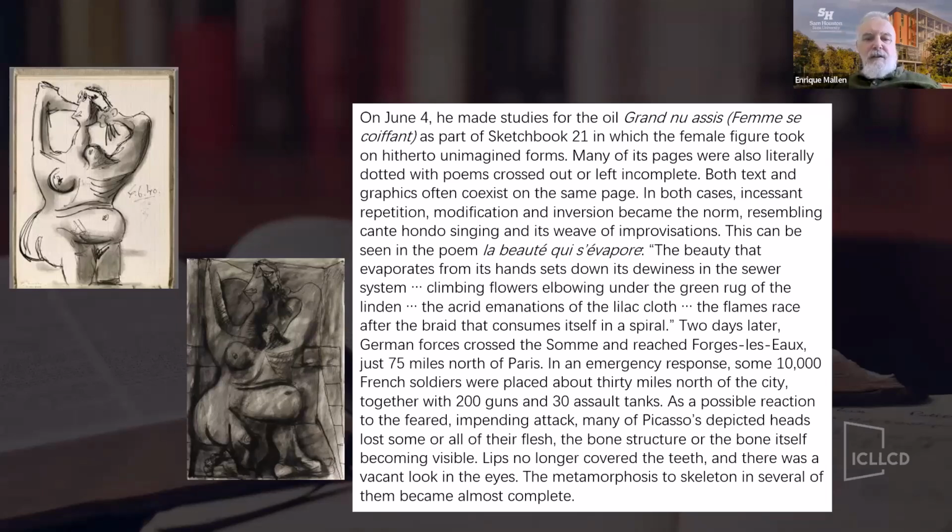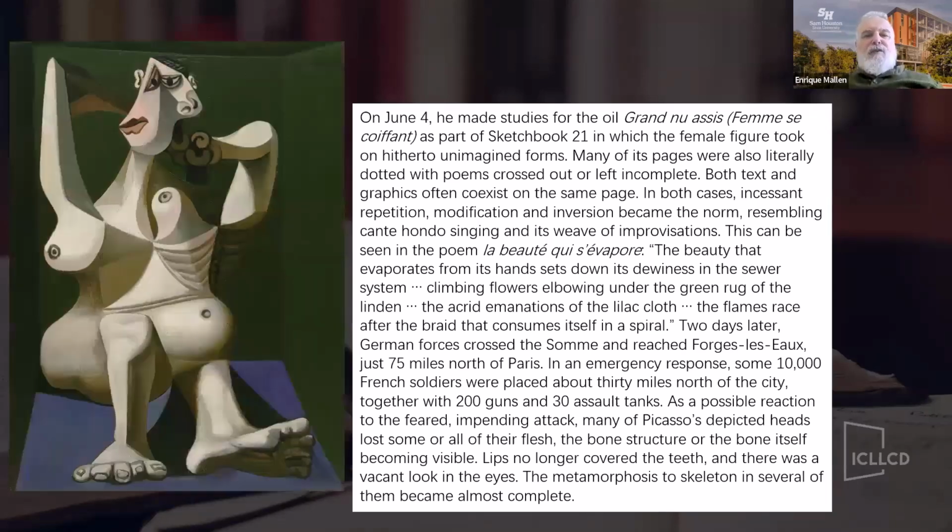As a possible reaction to the feared impending attack, many of Picasso's depicted heads lost some of their flesh, as we can see in the illustrations. The bone structure or the bone itself became invisible. Lips no longer covered the teeth, and there was a vacant look in the eyes. On June 4th, he made this, as you can see here in this painting.